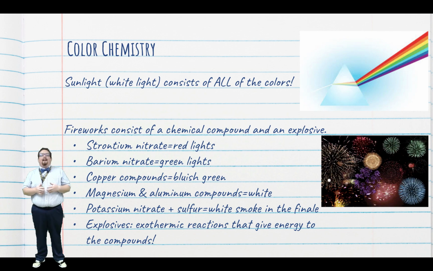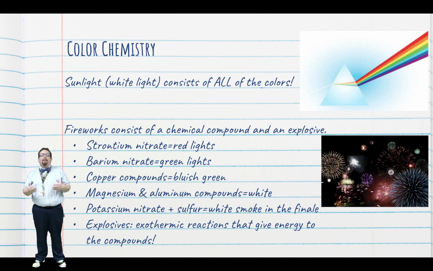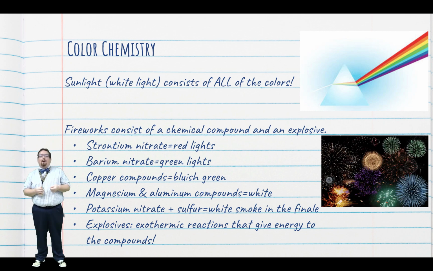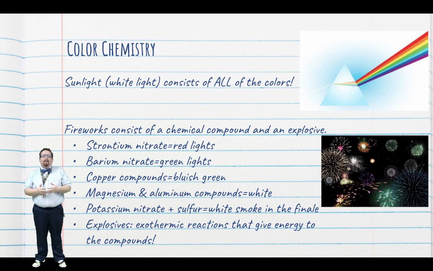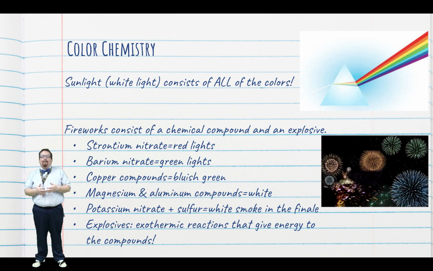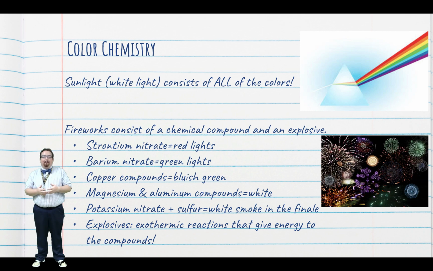So let's talk about the chemistry of colors. You might notice after it rains, we often see a rainbow. Where did this light come from? Well, the sunlight, which we call white light, actually consists of all of the colors. When that light passes through a prism, like the mist in the air, it splits the white light into its separate colors, giving us a rainbow.